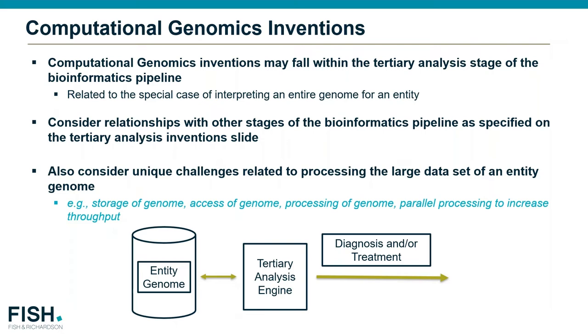So some of the things you want to consider with these types of inventions is how you're going to store the genome and manage that genome, how you're going to access it, how you're going to process data of that magnitude, massively parallel processing of the data in order to increase throughput. These are all the types of things that may fall within the scope of the computational genomics portion of a bioinformatics pipeline. Next slide, please.